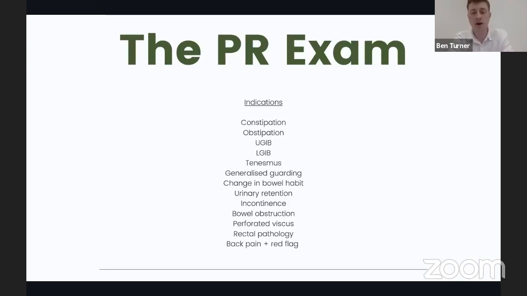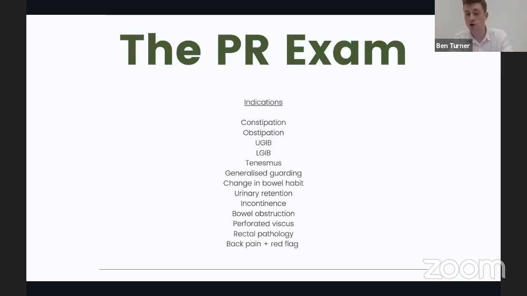Obstipation, or not passing wind, is very much the same. You could be thinking bowel obstruction in this case, and so a PR exam is critical, because if you're trying to confirm the diagnosis of bowel obstruction, you want to see that there is no stool in the rectum. With upper GI bleeds, you're looking for melena on your PR exam, and with lower GI bleeds, you're looking for the presence of blood as well. Tenesmus is a red flag symptom for anal cancer, so should always have a PR exam.